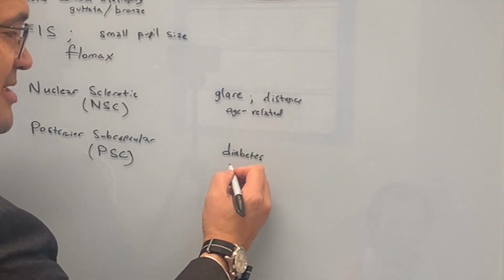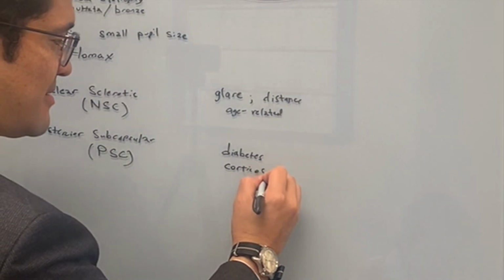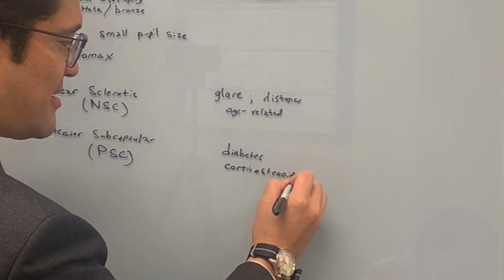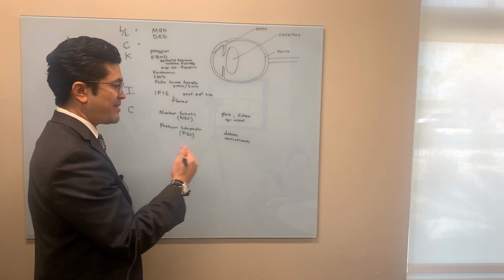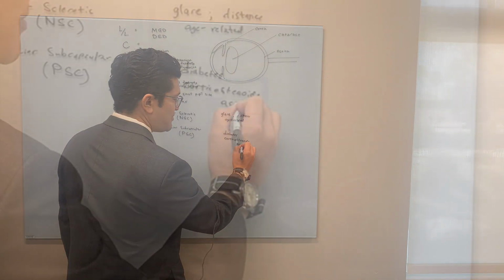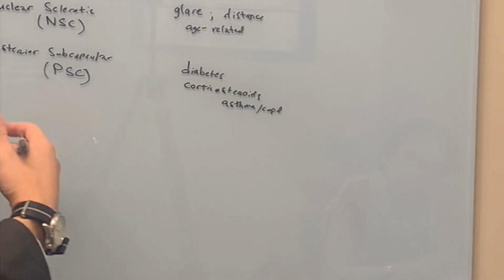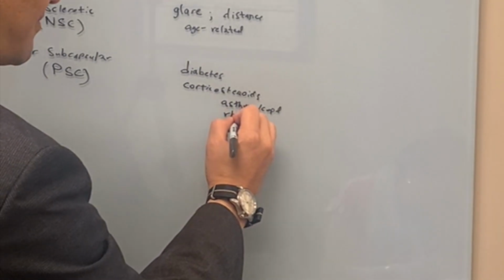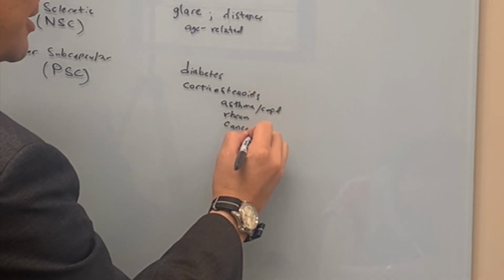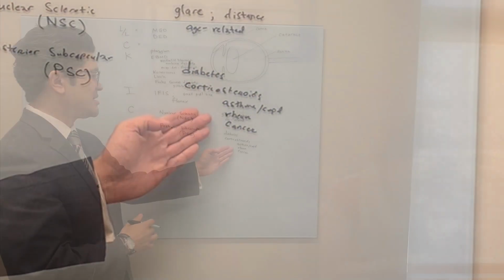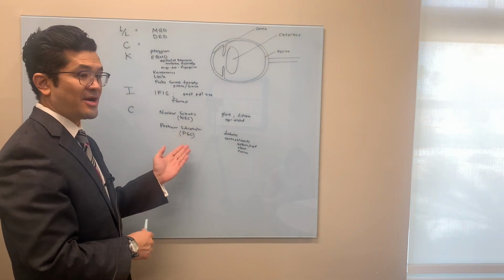Another association is use of steroids, like corticosteroids. These are our patients you'll see who had bad asthma in life or COPD. These are our patients who had rheumatologic disease. These are the patients who may have had cancer. And a lot of the treatment that's used in these conditions uses high-dose corticosteroids. And these patients will get a cataract very quickly.